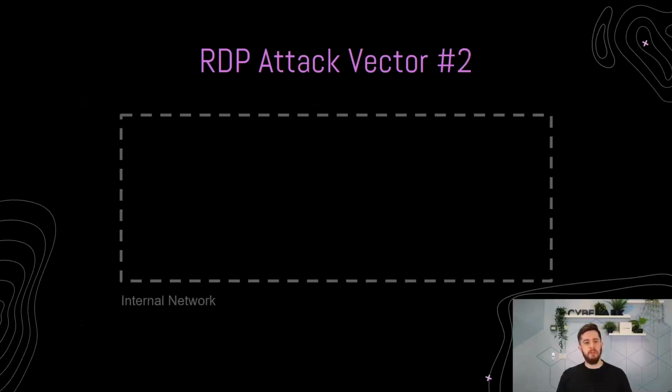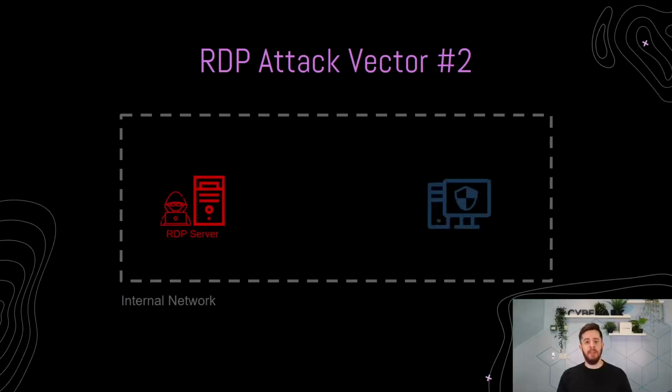So going to the second vector, it is not as common, and it targets the RDP client. Here we have an attacker who was already able to gain access into some server or a virtual machine, and they can wait for an administrator to connect to the server and then exploit a vulnerability in the RDP client, which will allow them to gain the administrator's privileges and effectively execute code on their machine.